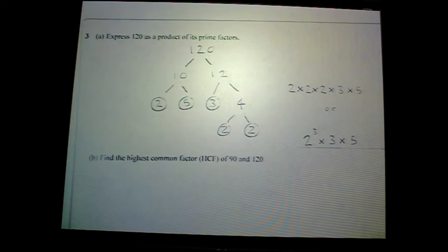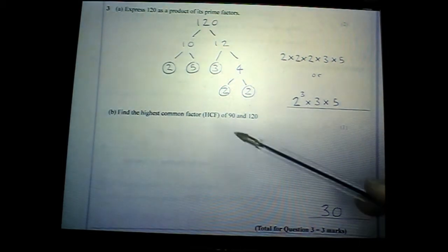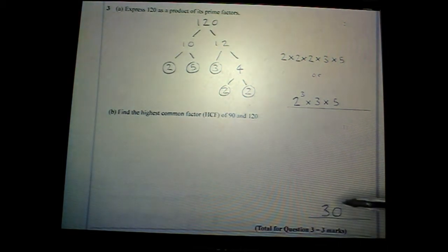Find the highest common factor of 90 and 120. There is a long-winded way you can do this with Venn diagrams and so on, but you should be able to look at 90 and 120 and work out that 30 is the highest number that goes into both of them, so it's the highest common factor.